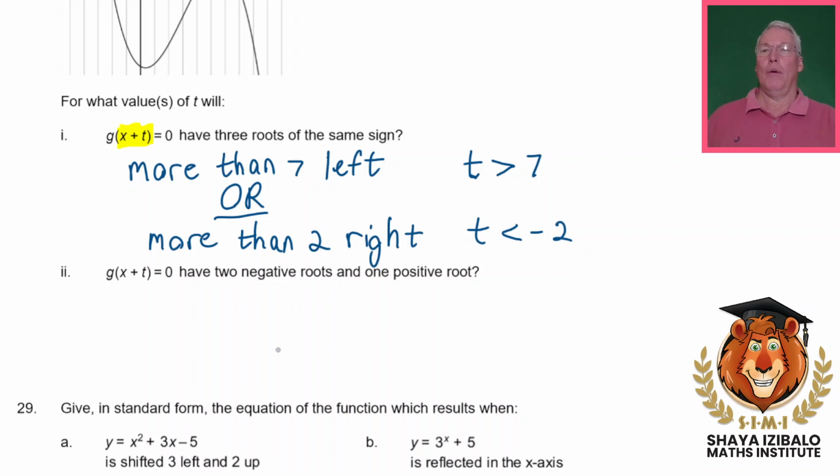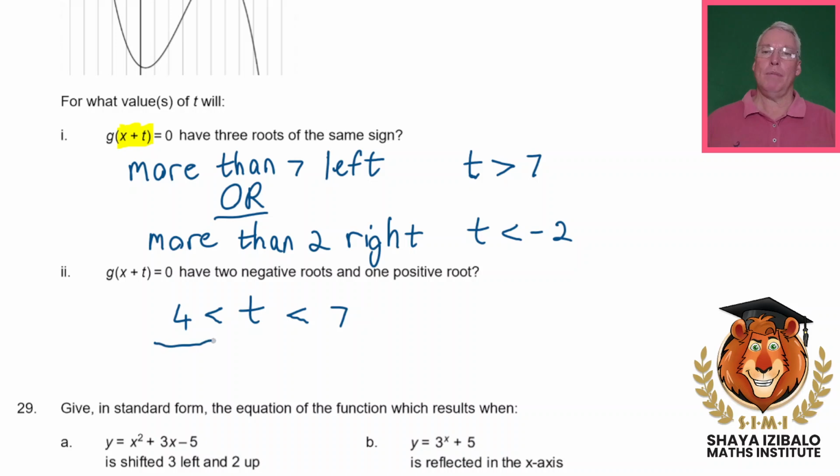Right. Now, what should t be if we want to have two negative roots and one positive root? Well, to have two negative roots, we would need to move this point more than 4 to the left. All right? So t would need to be bigger than 4. But we can't move it more than 7 to the left. Right? So t would need to be less than 7.